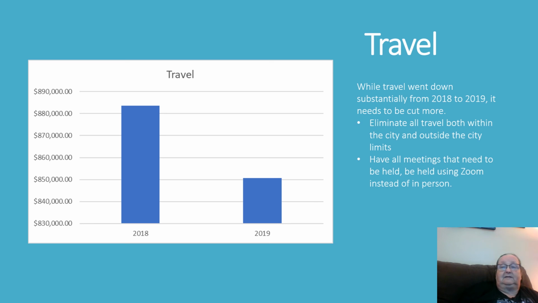However, I think there needs to be more cuts. The first thing we need to do is eliminate all travel both within the city and outside the city limits to ensure, again, as I said, that all of our employees stay safe, but also because at this time there really doesn't need to be travel with the technology that we have available, which leads me into point two.